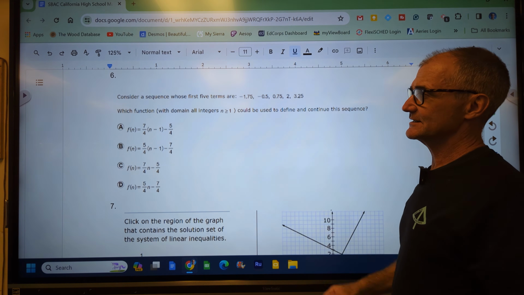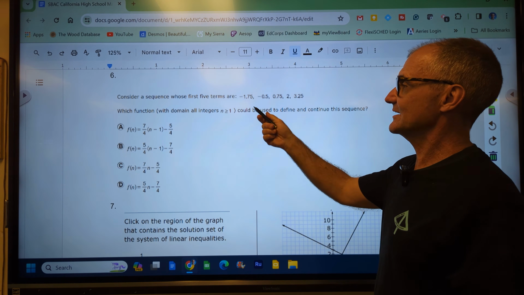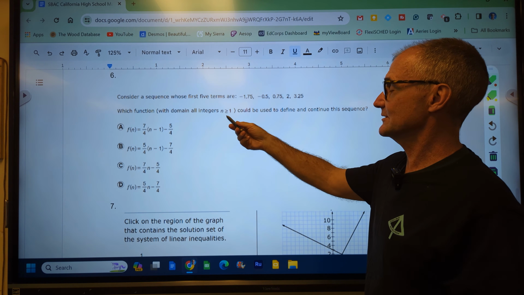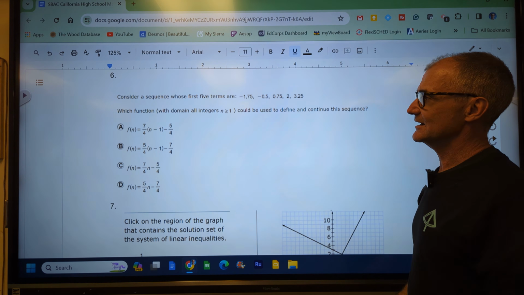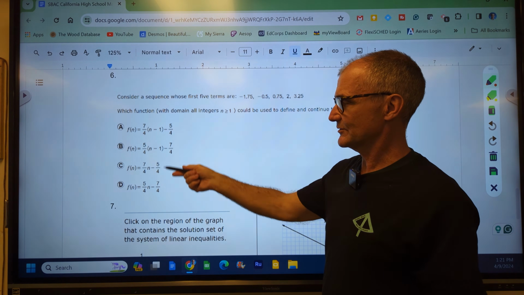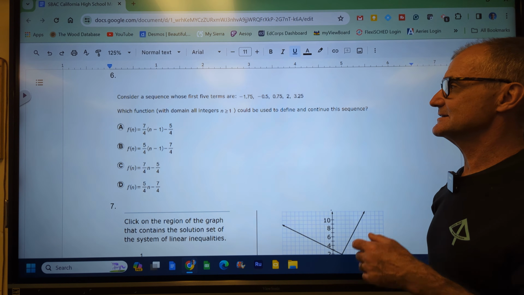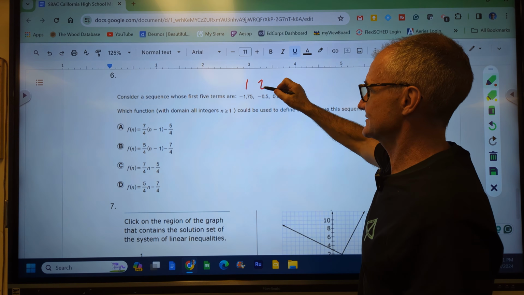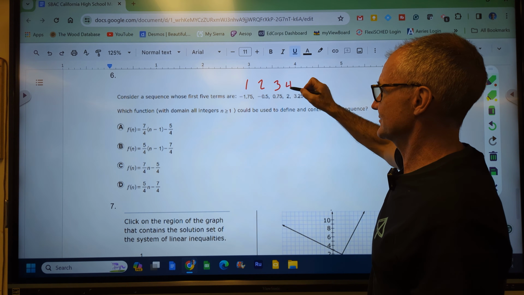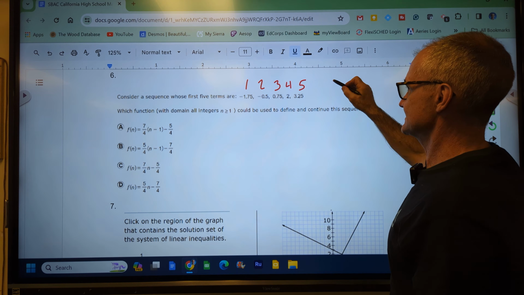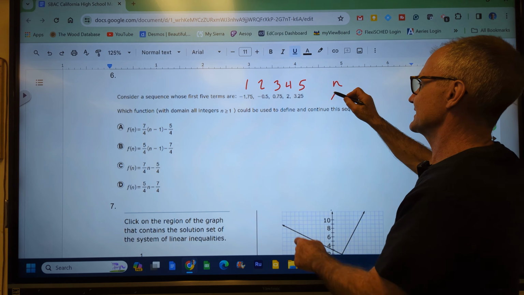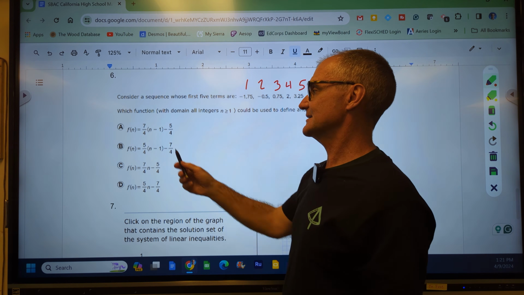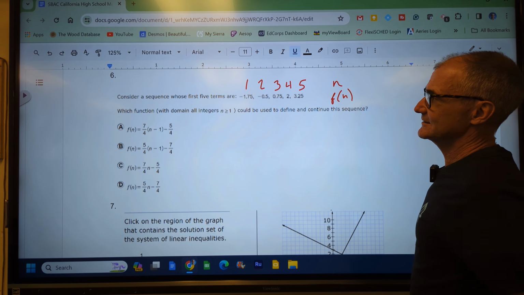Number 6 right here, consider a sequence. And I have these 5 terms right here. Which function, n is greater than or equal to 1, could be used to define it? So how could I represent this sequence with what function? Well, n is a number in the line up, right? So this is my first term, this is my second term, this is my third term, fourth term, fifth term. So this is n. f of n is the actual value.